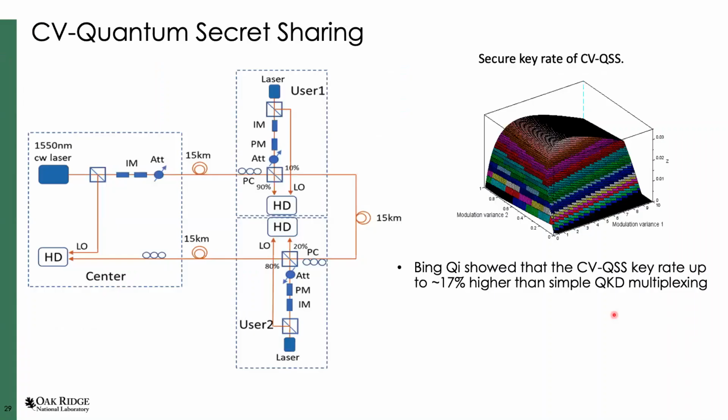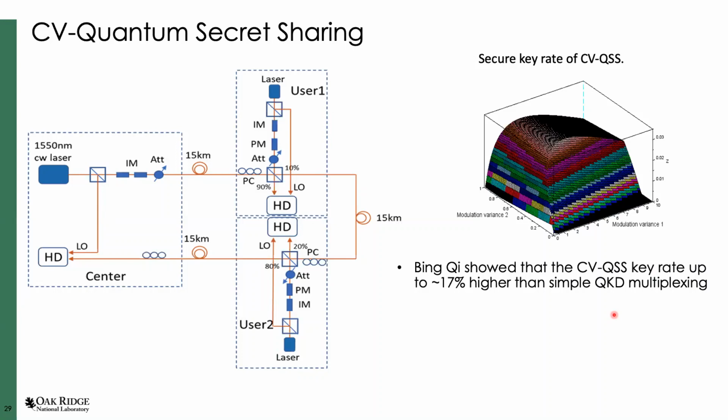All right, quantum secret sharing. Quantum secret sharing is another protocol where we seek to go from one party to multiple parties. And so this is a continuous variable quantum secret sharing scheme, which Bing Chi has developed a bunch of theory for, and we're in the process of building it. And the idea here is that we take an amplitude and phase encoding, we apply that to a quantum level signal, and then we send it out to the network to these multiple users.